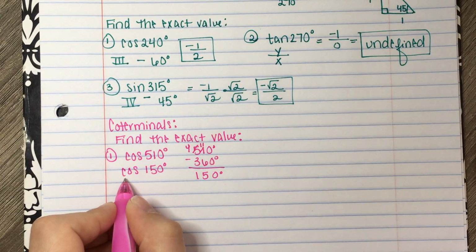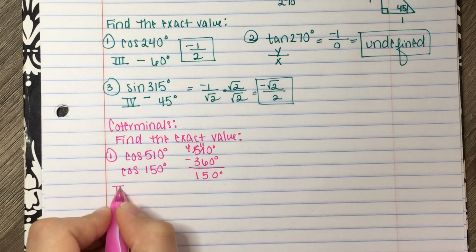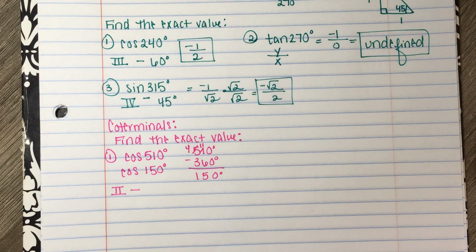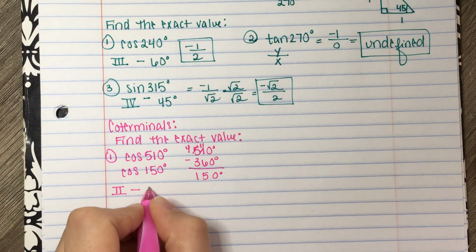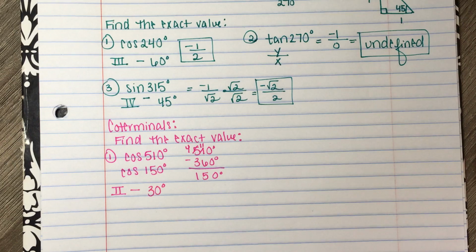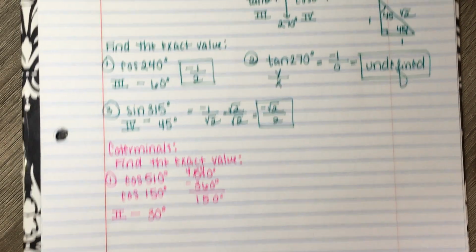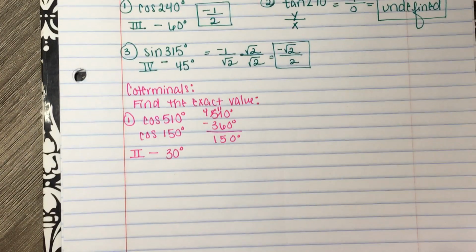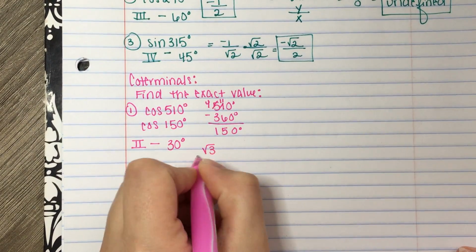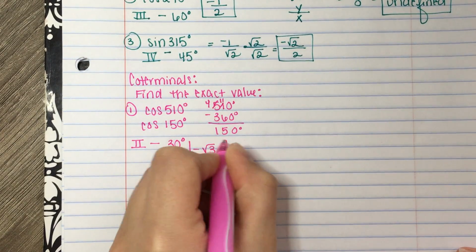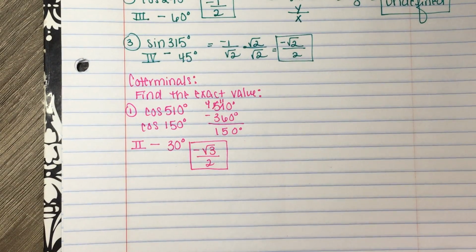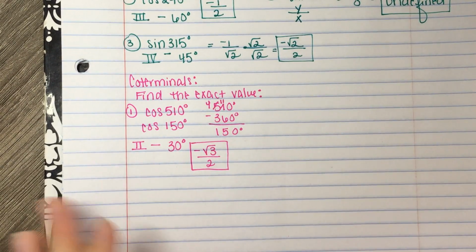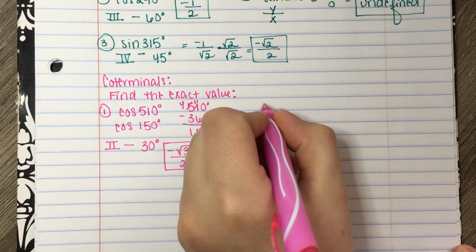Okay, now we can evaluate cosine of 150, and 150 is in quadrant 2 between 90 and 180. Sine is positive in quadrant 2, cosine is negative, and then 150 degrees is 30 degrees away from 180. Then we can use our pretty triangles up here, and we're going to do cosine of 30 degrees, and that's adjacent over hypotenuse, and then we're going to make that answer negative, and then I'm going to box in my answer here. So cosine of 510 degrees and cosine of 150 degrees is equal to negative square root of 3 over 2. Moving on to number 2.